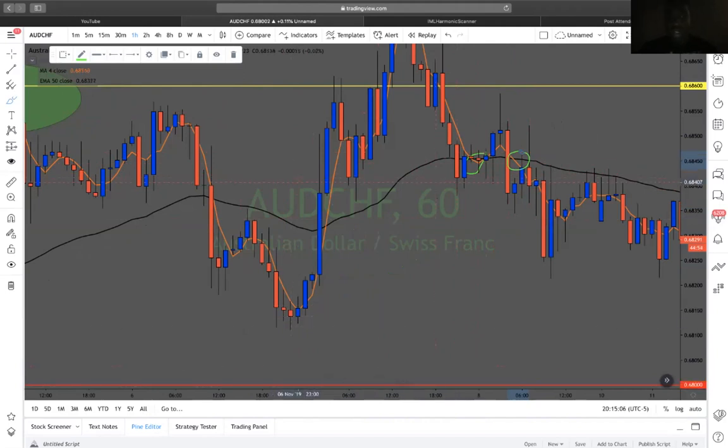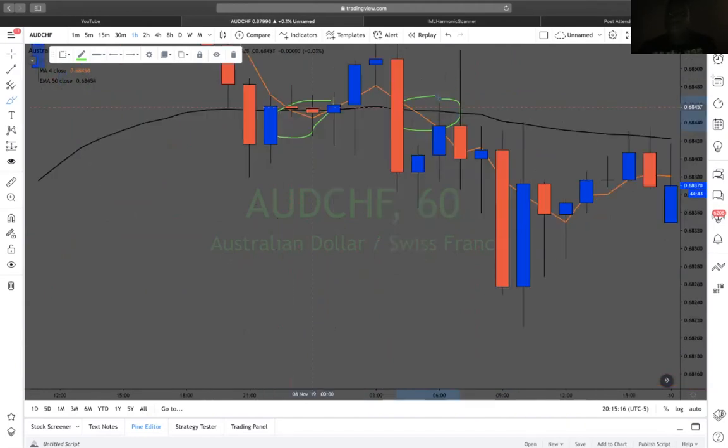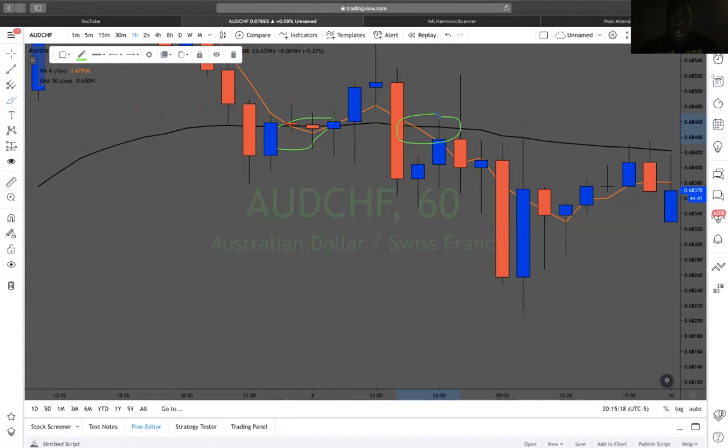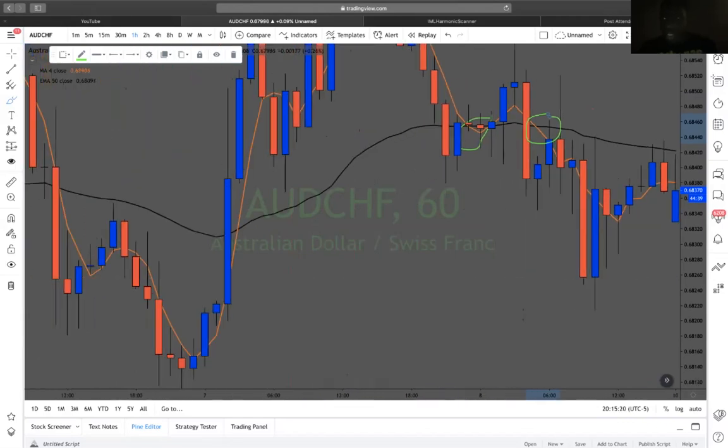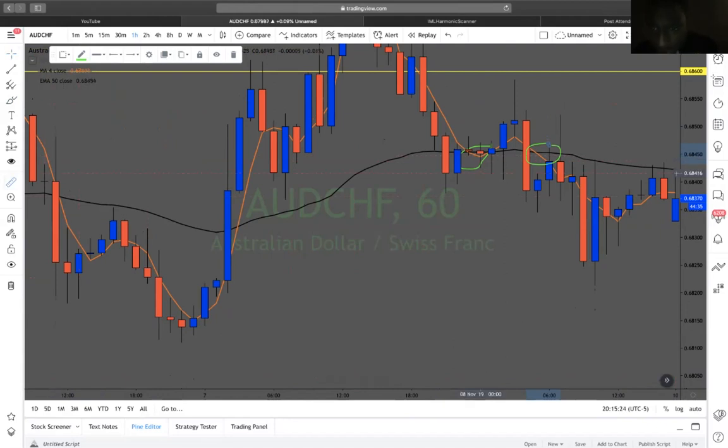To be honest, to answer that question, I like to wait for a clear cross to happen. This one looks like it could have been a clear cross, so it could have got us. Now, understand this though. When you take this trade, let's see if you would have got in right there at that cross.